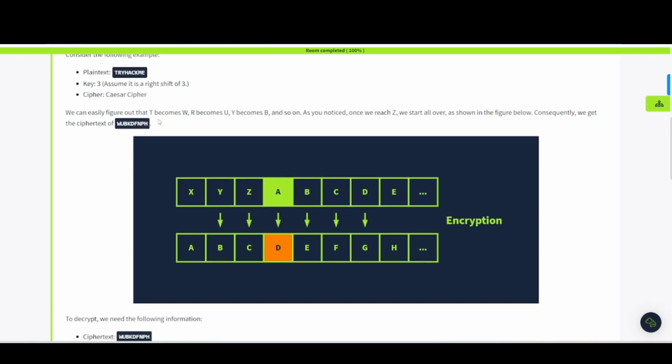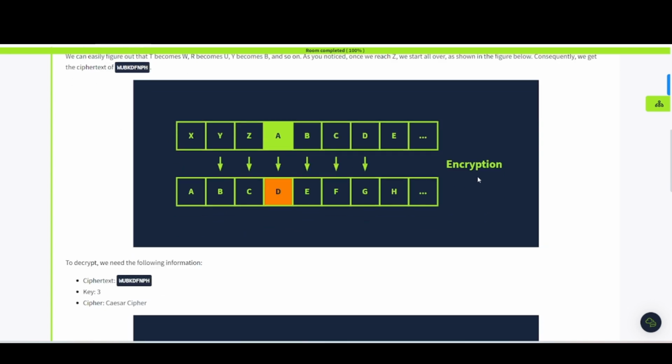We can easily figure out that T becomes W, R becomes U, Y becomes B, and so on. As you notice, once we reach Z, we start all over as shown in the figure below. Consequently, we get the ciphertext W, U, B, K, D, F, N, P, and H. You can see that here, the encryption process.